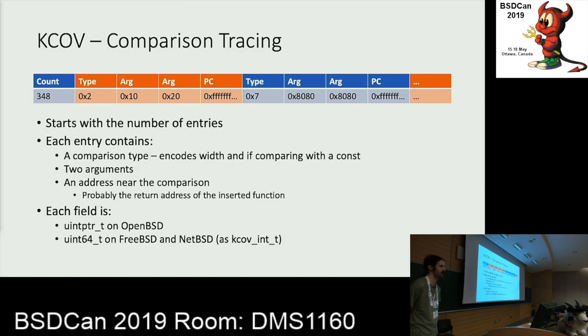This turns out to be quite useful in that you now know why you're going there, rather than just where you're going. So you can then potentially, if you see data in one of these, find it in your input file or your input data, and try modifying the input data to be the same as the other argument. And you could try using that to find new interesting paths through your code. And it's the same thing. OpenBSD will have uintptr_t for each field, which means I'm not sure how it does comparisons with 64-bit types. I think it might just drop the top 32 bits on a 32-bit architecture, which probably doesn't matter. It's unlikely to be used there as much.